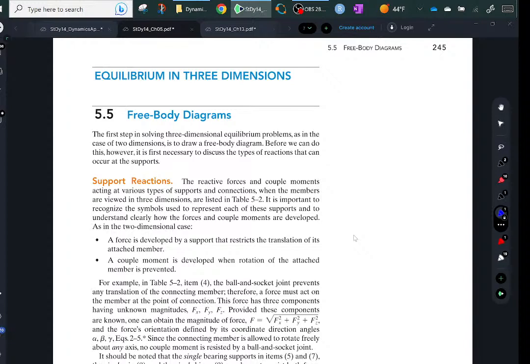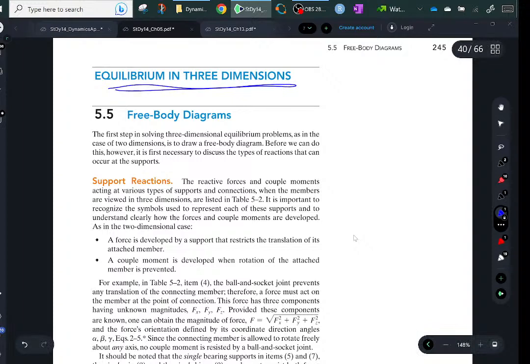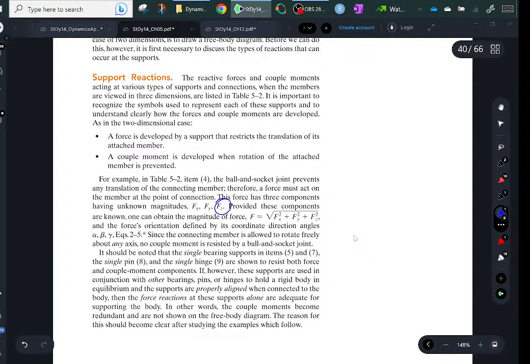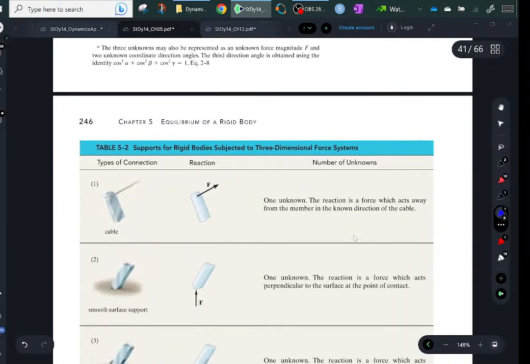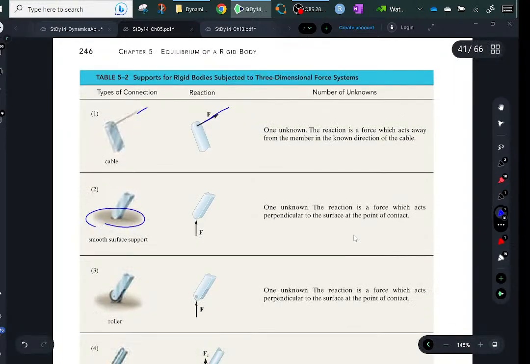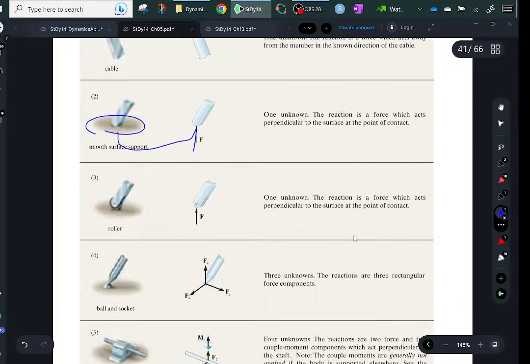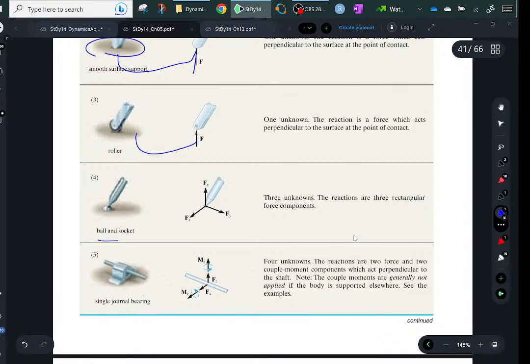So the way he starts in 3 dimensions is the same way he does in two, except of course there's an extra dimension. So guess what? He has the same pictures, but now they're 3D pictures. And so if you've got a cable, you can only pull on a cable. If you've got a flat surface here, you can only go normal. So this vector is normal to that flat surface. Same thing here. If you've got a ball and socket joint, you can actually pull in either direction. That should keep it fixed.